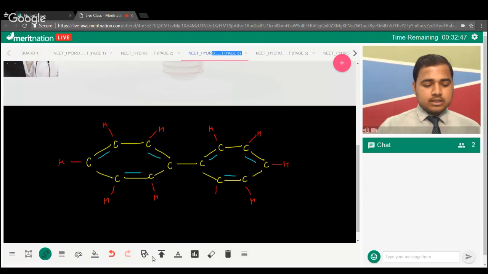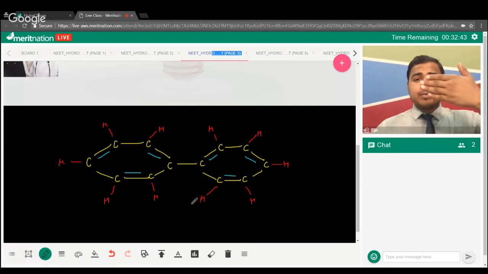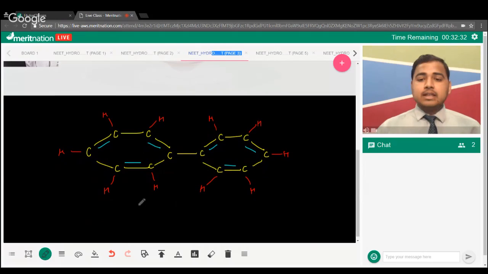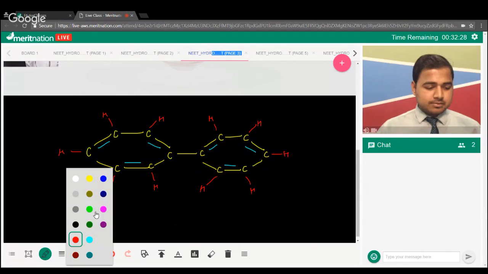This molecule looks like this. Suppose, students, this molecule is like this. Got it? But if you see this molecule and just tilt it like this, then what happens? It will be on the same plane. Yes. So that's why, students, this is coplanar. Yes, this is the coplanar structure.